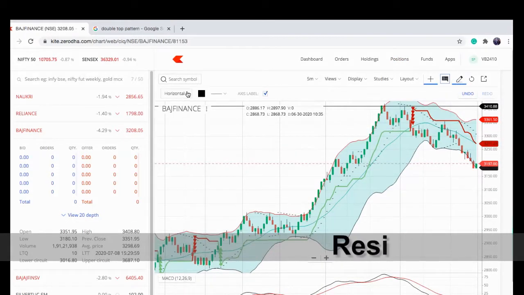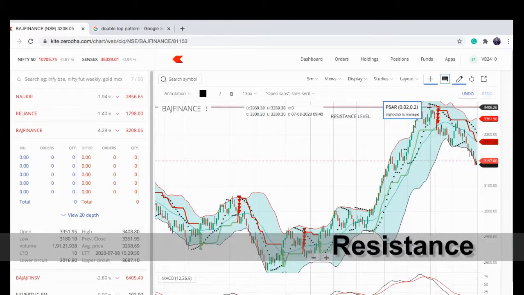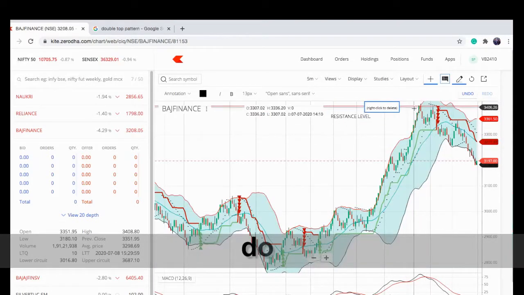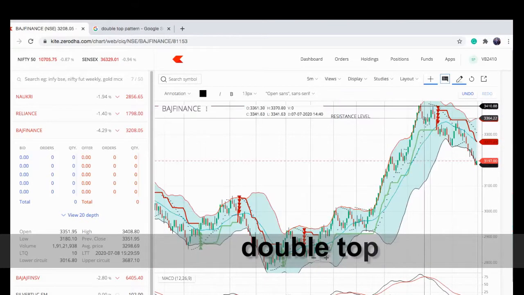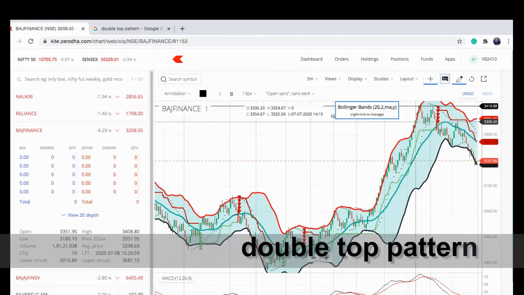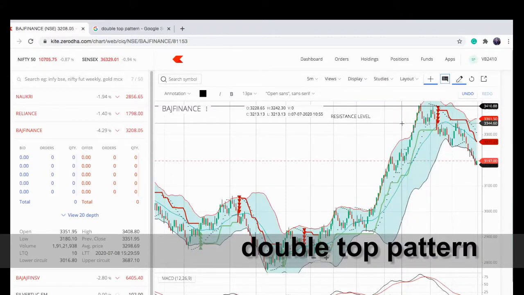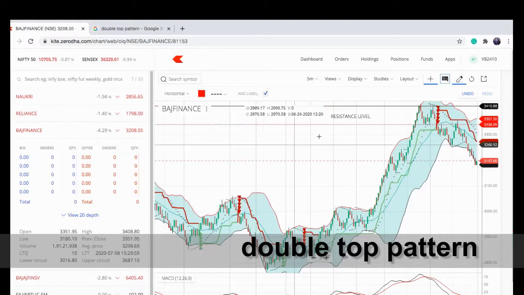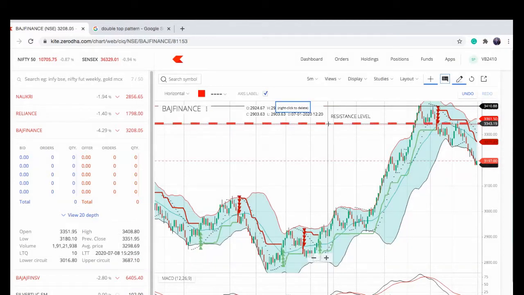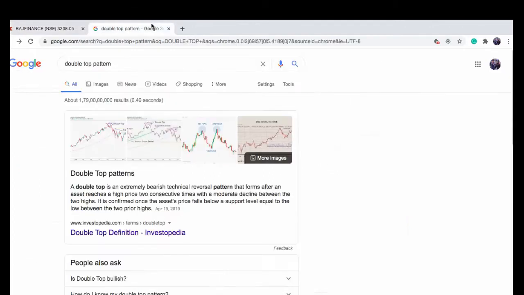That was the resistance level, and now check this pattern. This is called the double top pattern, and this is the neckline. So let me draw the neckline as well. Okay, so this is the neckline. Let's check the double top pattern.